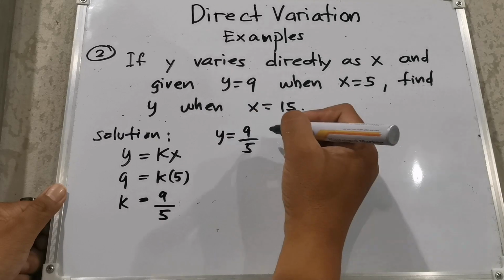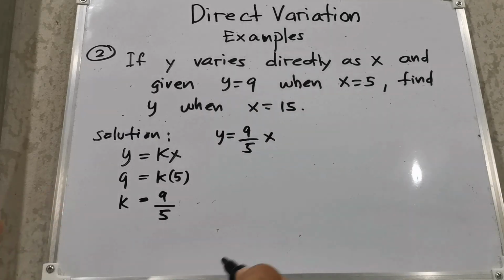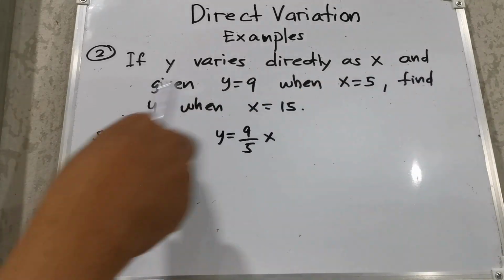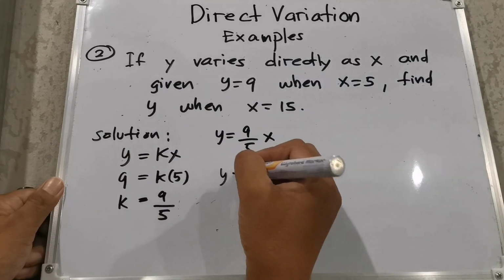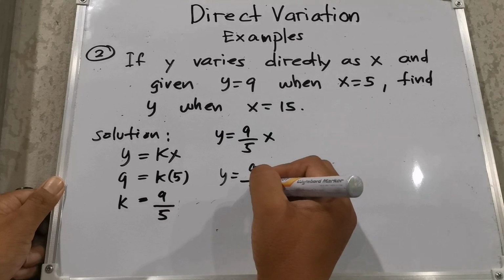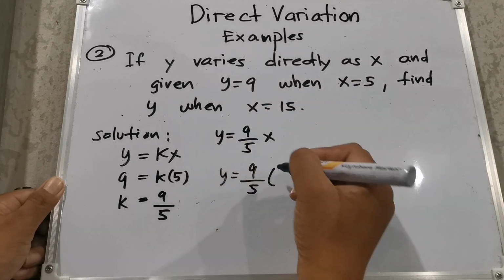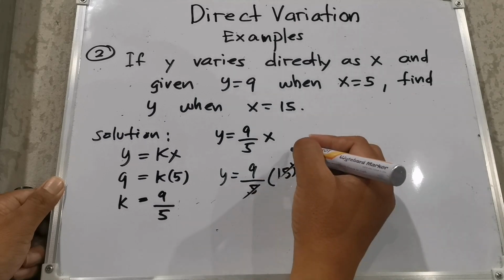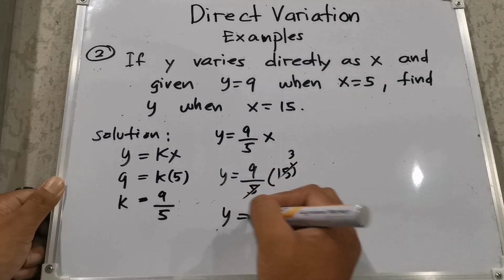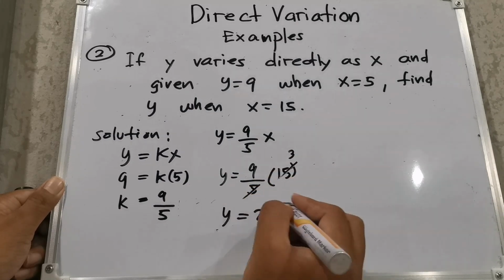So replace k with 9 over 5 in our main formula. That will be y equals 9 over 5 times x. And then we will find y when x equals 15. So we will substitute x equals 15 here. So 9 over 5 times 15. Cancel. 15 divided by 5 is 3. So therefore y equals 27.